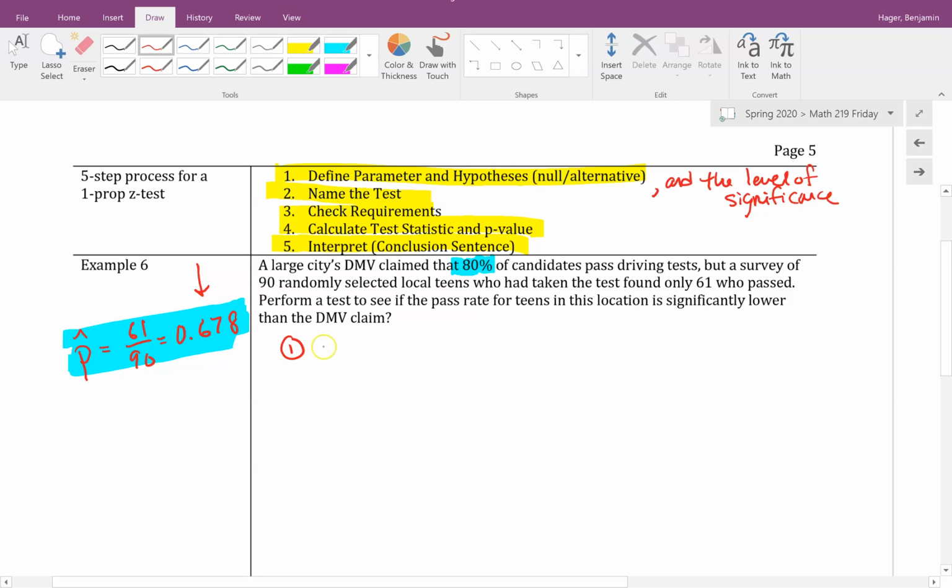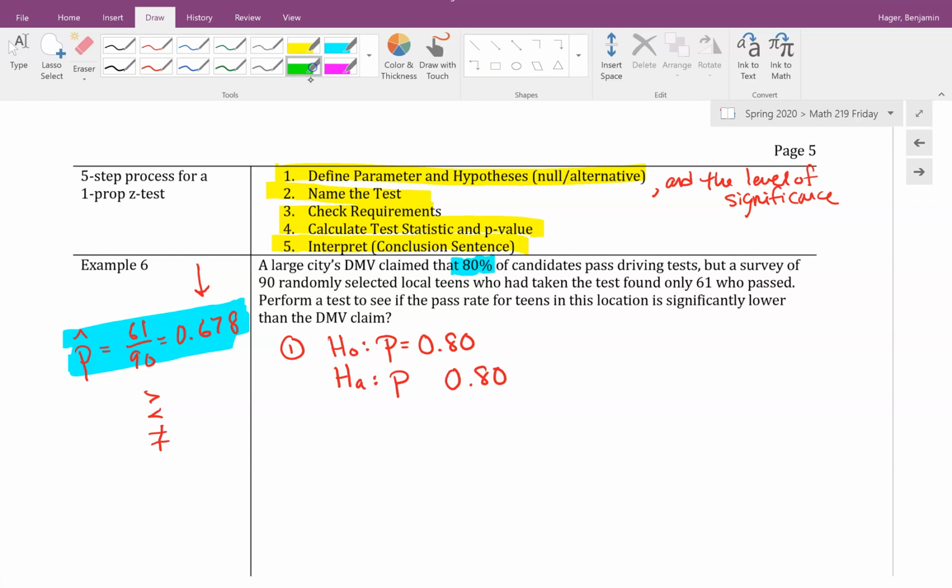The null hypothesis is the baseline claim, what we assume is true unless the data or the statistics suggest otherwise. So what we would assume is true is that the DMV is right. The proportion of people that pass is 0.80. Until the math tells us otherwise, there's no reason to not believe it. Now the alternative would be that the proportion, remember, it's always the same variable, same number, is greater than, less than, or not equal to what they state.